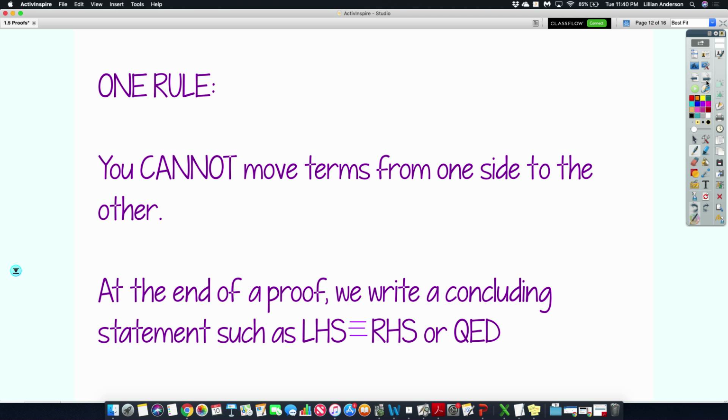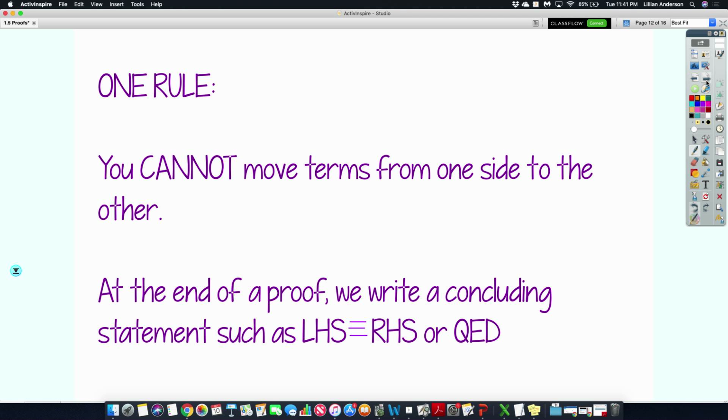Okay? Now, the types of proofs that you are going to be dealing with are your deductive proofs. Okay? So very similar to the proof that you did in the investigation. You only have one rule though. You cannot move terms from one side to the other when you're doing a deductive proof. You really need to start on one side of the proof and make it so that it looks exactly like the other side. You cannot move terms from one side to the other. You cannot work halfway through one side and then finish up on the other side.